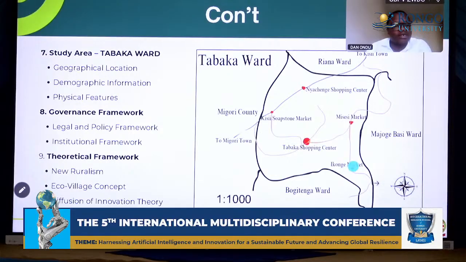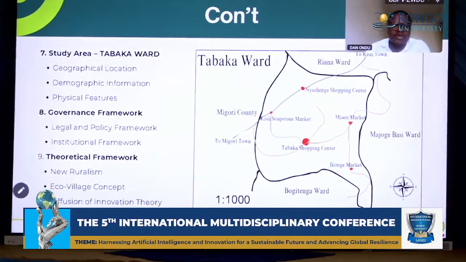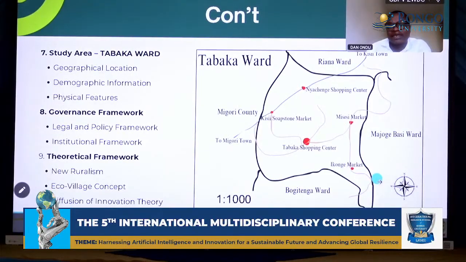The study looked at the government's framework available in Kenya in the specific area, and the theory that guided this study was the new ruralism, which aims to conserve agricultural land, wildlife habitat, and natural resources, but at the same time also respond to the increasing development market demands as a result of urbanization and population. The eco-village concept and diffusion of innovation theory supported the main theory in this work.